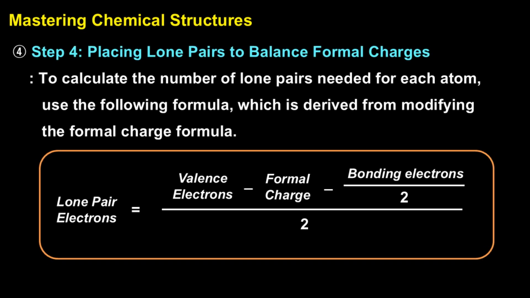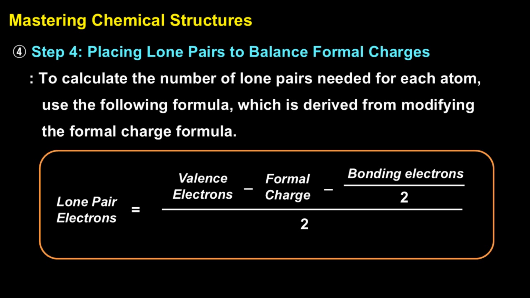Now we're at the step where we figure out how many electrons are missing and start placing the lone pairs. To do that, we can use a simple formula. This helps us determine how many lone pairs each atom should have by looking at its valence electrons, formal charge, and bonding electrons. Here's how it works.